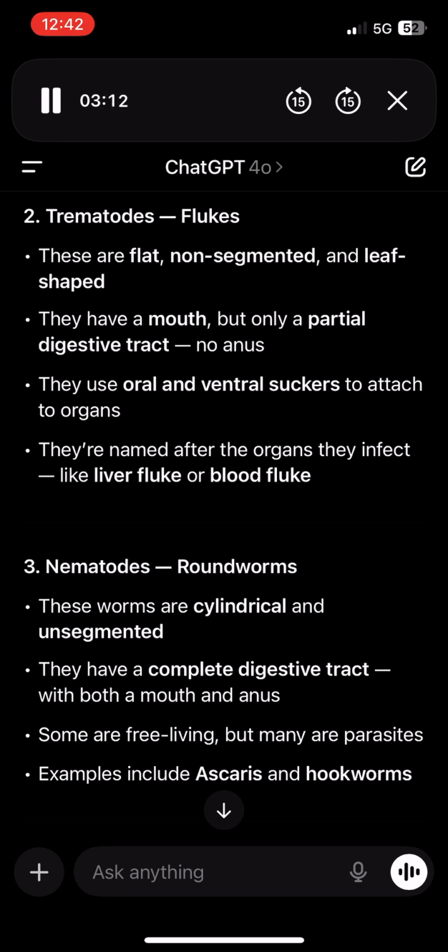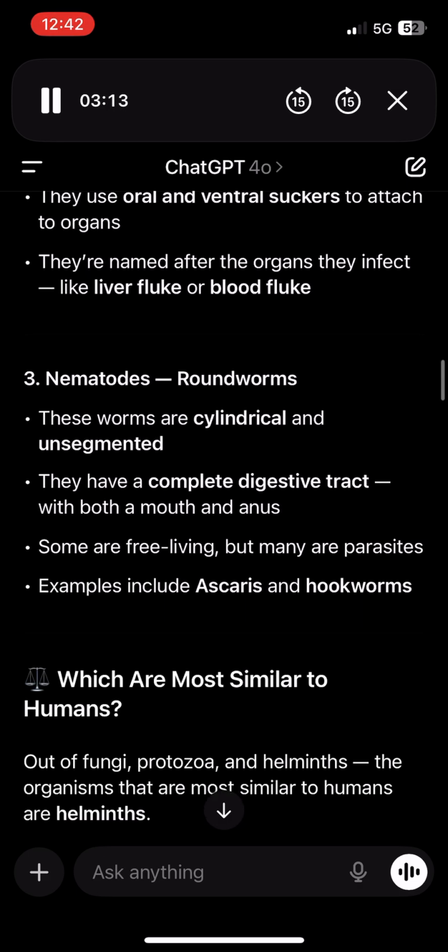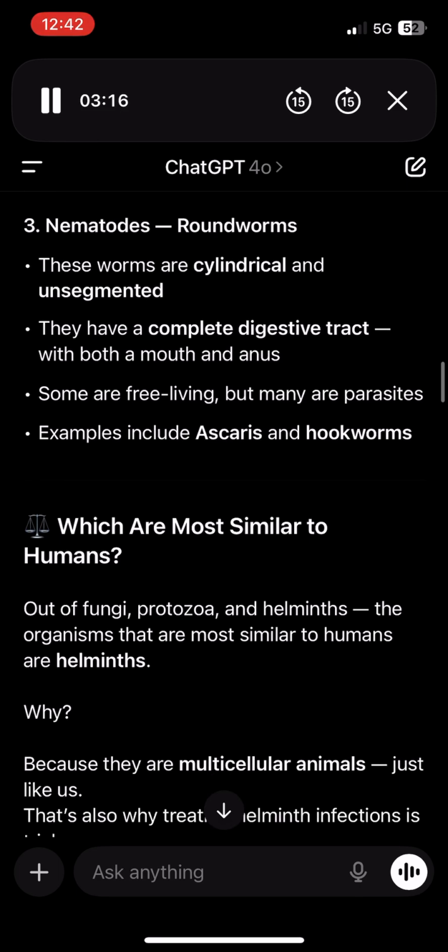3. Nematodes. Roundworms. These worms are cylindrical and unsegmented. They have a complete digestive tract with both a mouth and anus. Some are free-living, but many are parasites. Examples include Ascaris and hookworms.